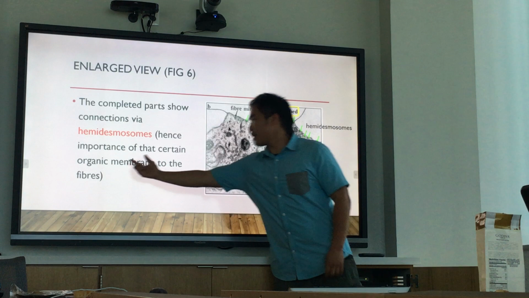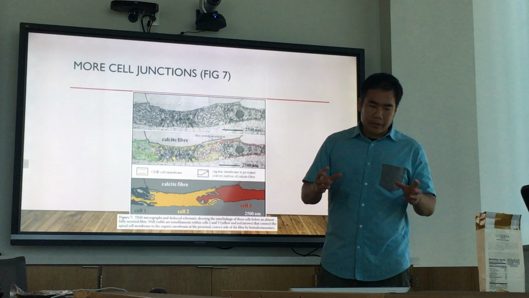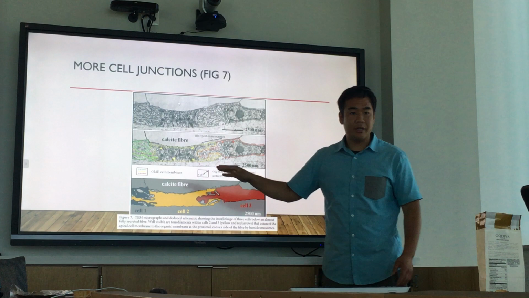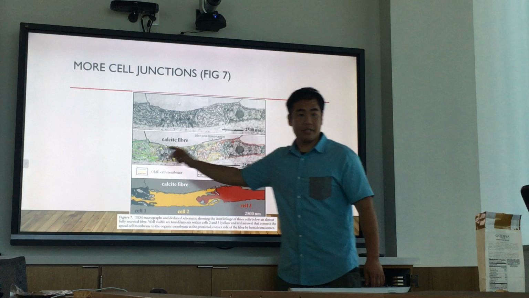So this is the last picture where it shows their microscope images. Instead of talking about the cell junctions between the mantle epithelium and other tissues, this time they're talking about cell junctions between mantle epithelial cells and other mantle epithelial cells. So they basically separated, here's the green one, here's the yellow one, here's the red one. They're all mantle epithelial cells, and the cell junctions are really crazy. It's not like a straight line.